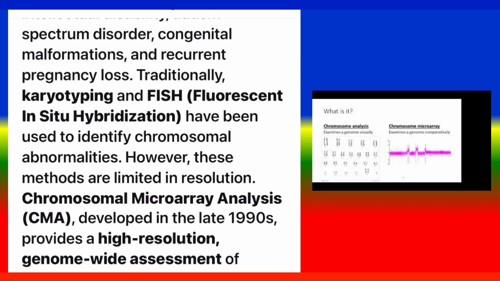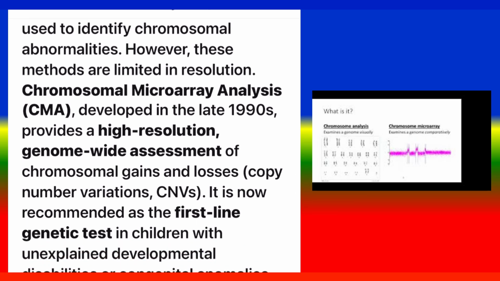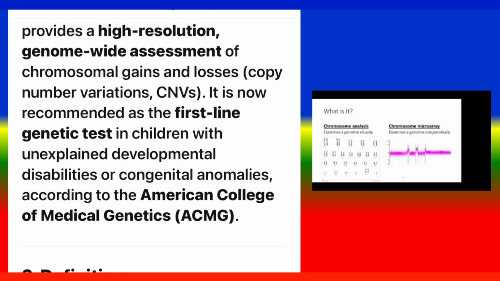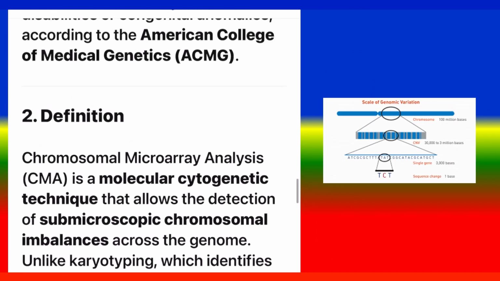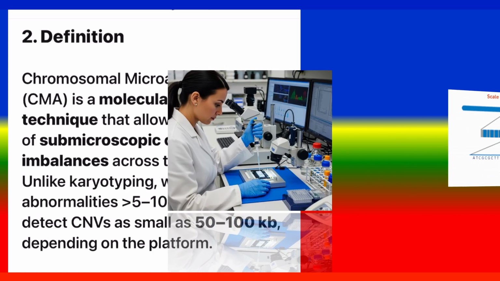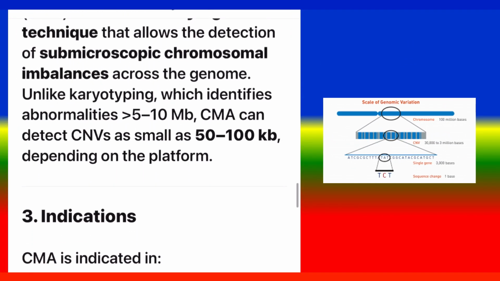Chromosomal Microarray Analysis, CMA, developed in the late 1990s, provides a high-resolution, genome-wide assessment of chromosomal gains and losses, copy number variations, CNVs. It is now recommended as the first-line genetic test in children with unexplained developmental disabilities or congenital anomalies, according to the American College of Medical Genetics. 2. Definition. Chromosomal microarray analysis, CMA, is a molecular cytogenetic technique that allows the detection of submicroscopic chromosomal imbalances across the genome. Unlike karyotyping, which identifies abnormalities of 5 to 10 megabases, CMA can detect CNVs as small as 50 to 100 bases, depending on the platform.